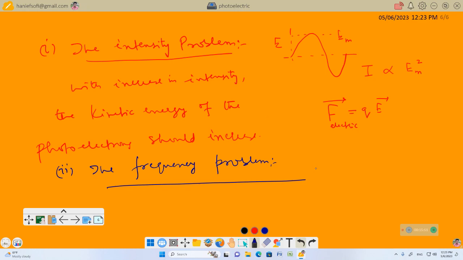Because if you want to pull electrons out of the metal surface, you need force, right? And force you can adjust by adjusting the intensity. So there is no question of frequency.